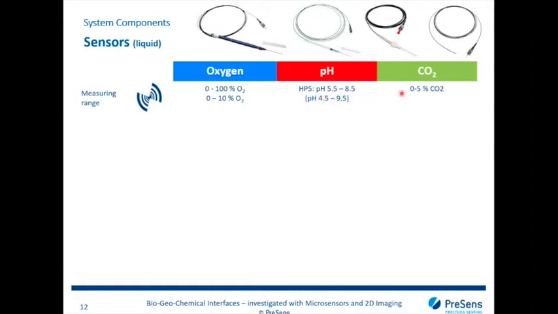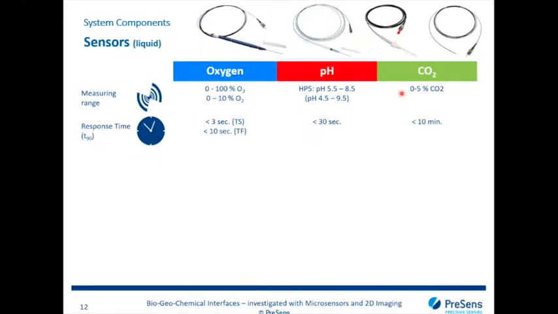For the CO2 sensor, it's still in the prototype stage, but we also got a CO2 microsensor that measures from 0 to 5%, or about 5,000 parts per million. And the resolution of that sensor is around 50 parts per million down to 30 parts per million, which is usually sufficient for atmospheric CO2 concentration and for ocean acidification studies.